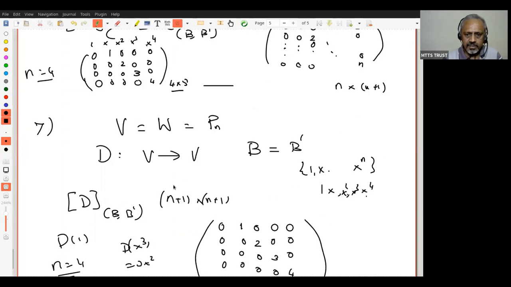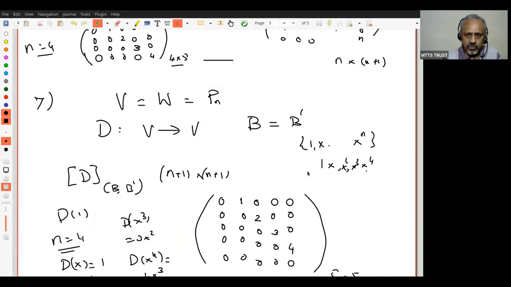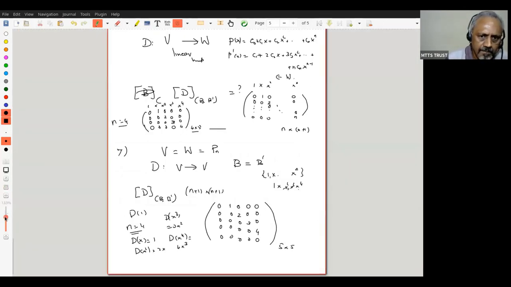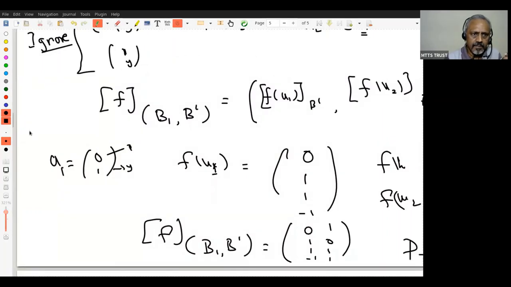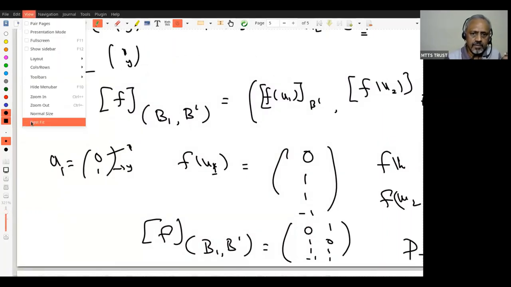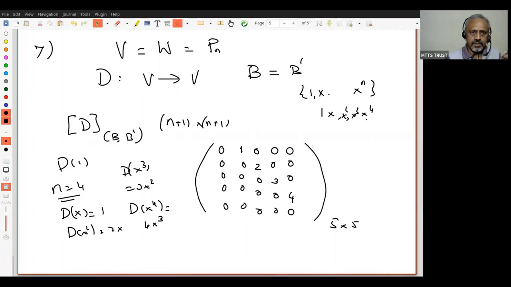This is a 5 cross 5 matrix. Now they are almost near. You can see both of them in the single shot. Okay, maybe I can shrink it a bit. Let me see whether I can shrink it. Yeah. Now do you see that? Except the last row I made it 0, 0, 0. There is nothing else changed. So it's exactly a similar matrix.